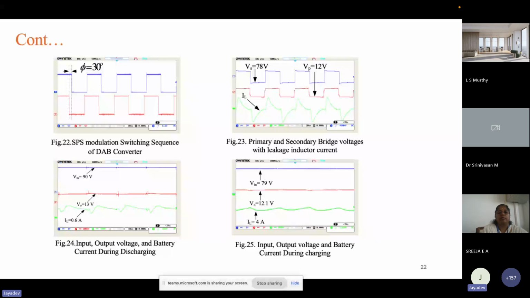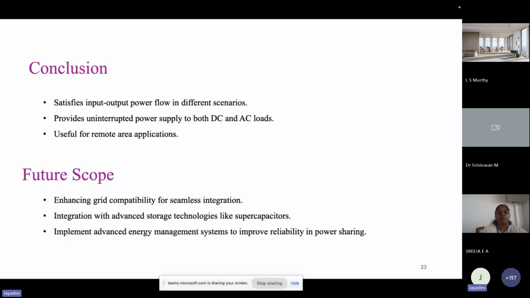In the discharging case, we have boosted from 12.1 volt to around 79 volt. With the rating of the inductor and DAB transformer we have, we are able to boost only that much from 12 volt. Because of that limitation, it is limited to 79 volt only. So with this, we will conclude this session. We have successfully integrated and tested both battery charging and discharging cases.